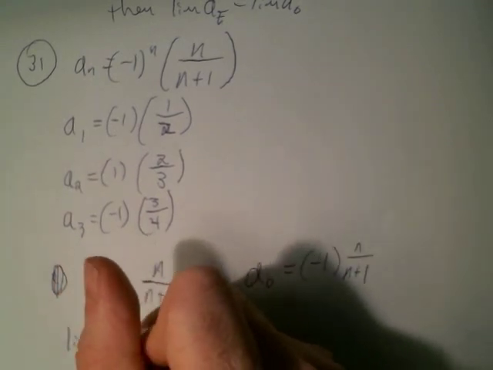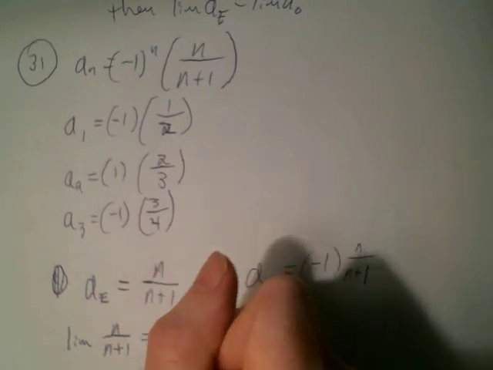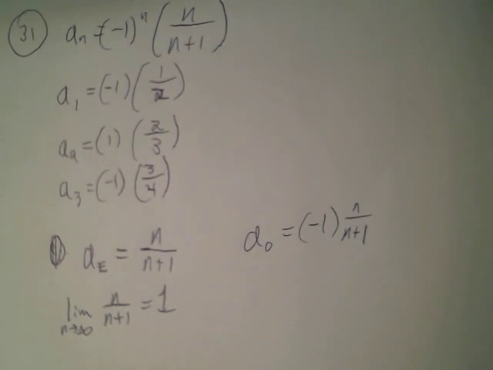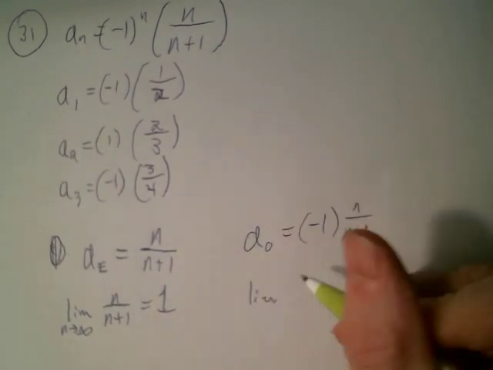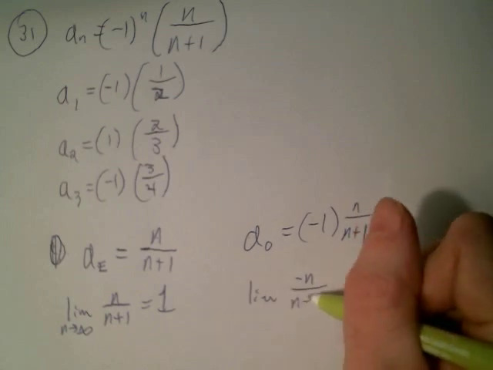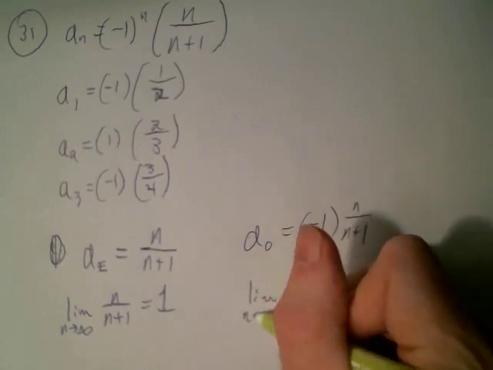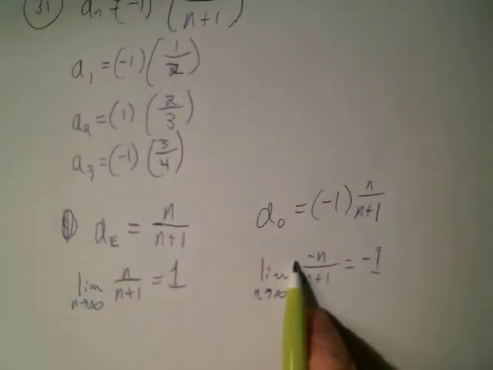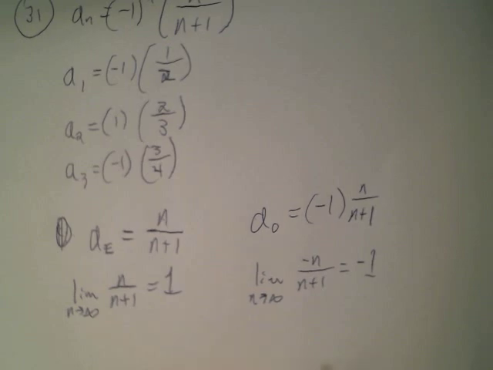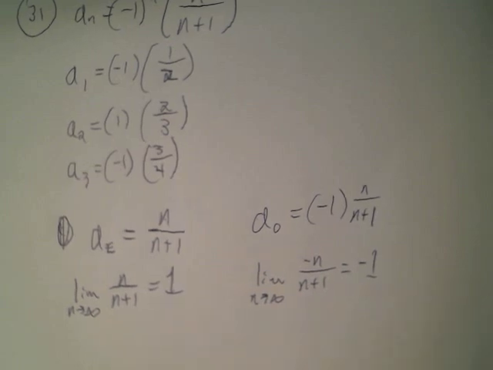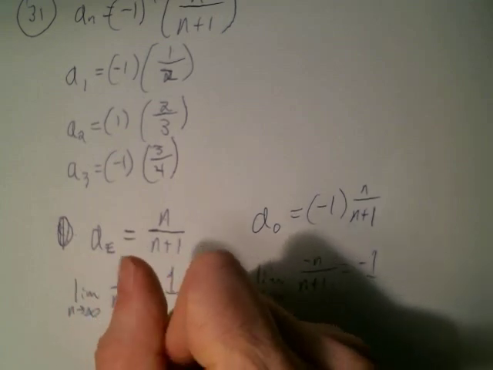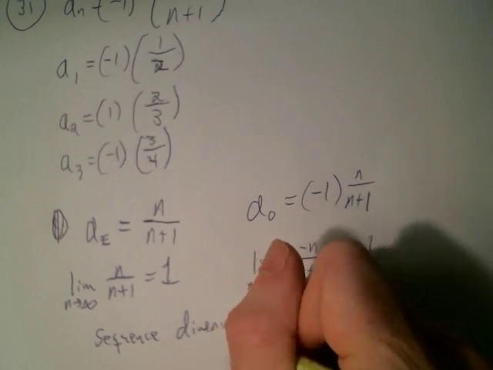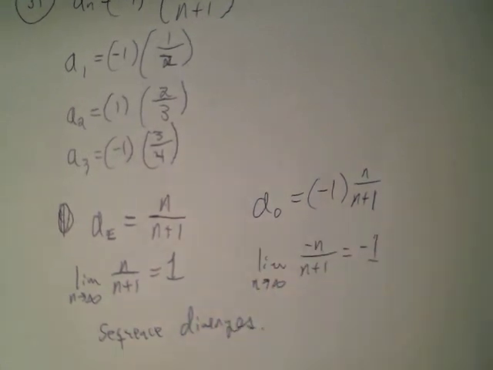So the limit of n all over n plus 1 is +1 as n goes to infinity. The limit of the odds, negative n all over n plus 1, is negative 1 as n goes to infinity. Okay, so the limit of the evens does not equal the limit of the odds, and therefore the limit does not exist. It has oscillating behavior. So we could say the sequence diverges.